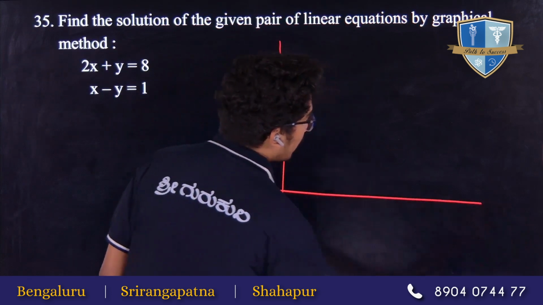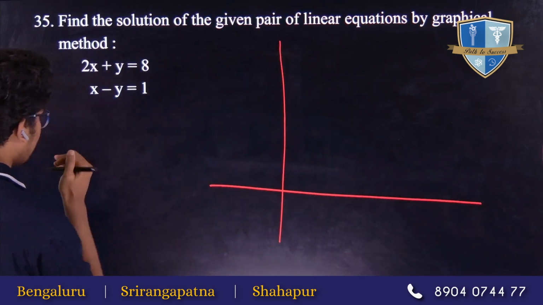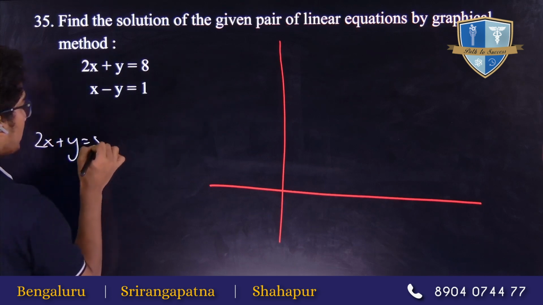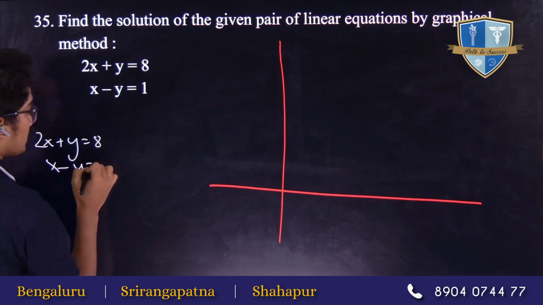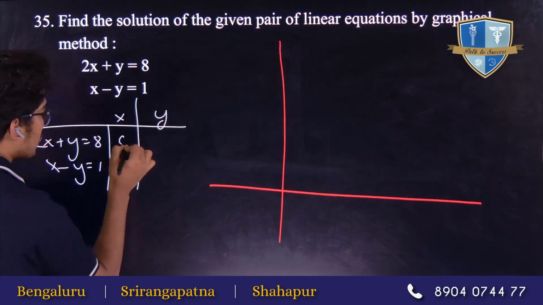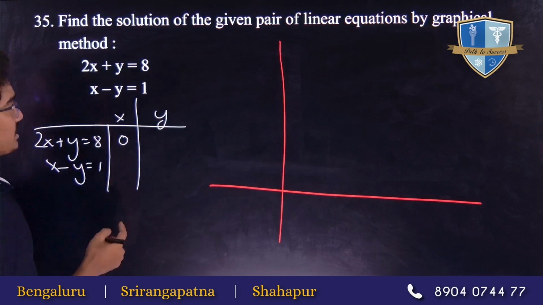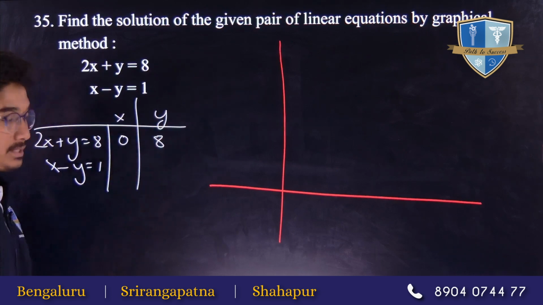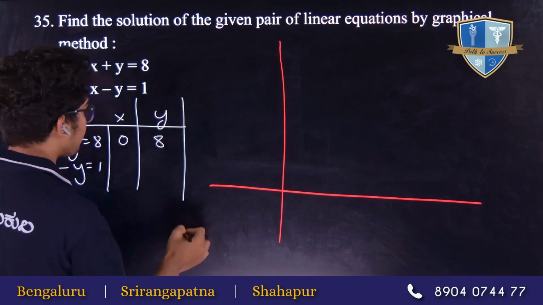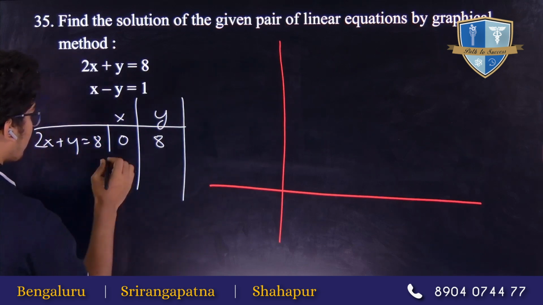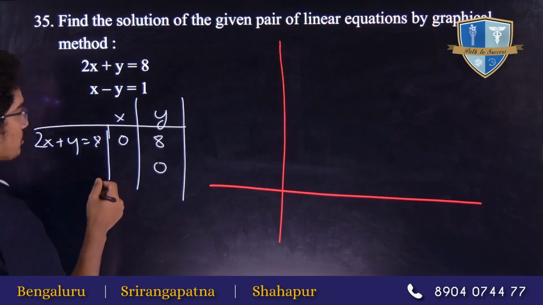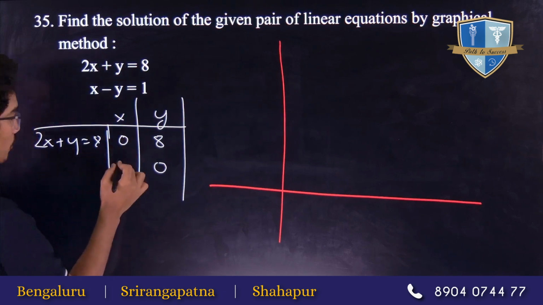So this is our x-axis and y-axis. So for these two equations, 2x plus y is equal to 8 and x minus y is equal to 1. When we put x equal to 0 in the first equation, we'll get y equal to 8, correct? When we put y equal to 0 in the same equation, we will get x equal to 4, correct?